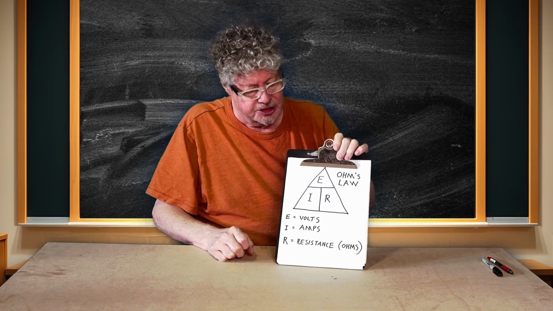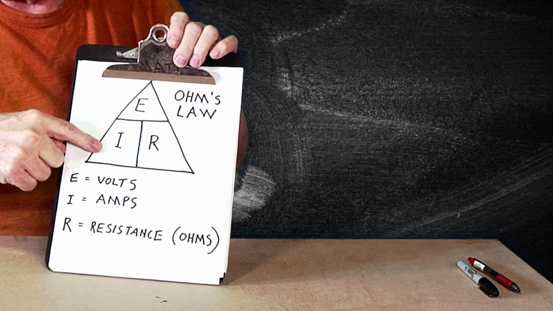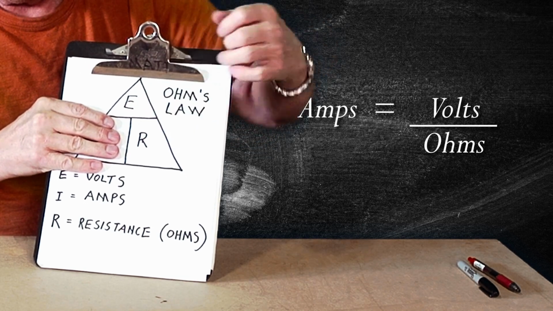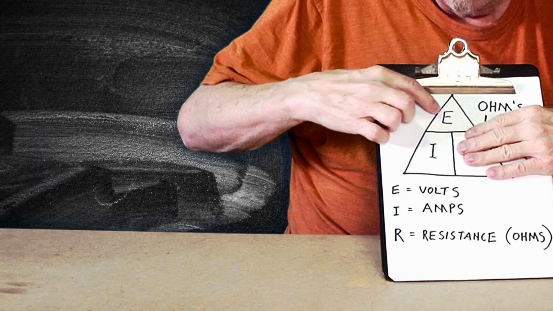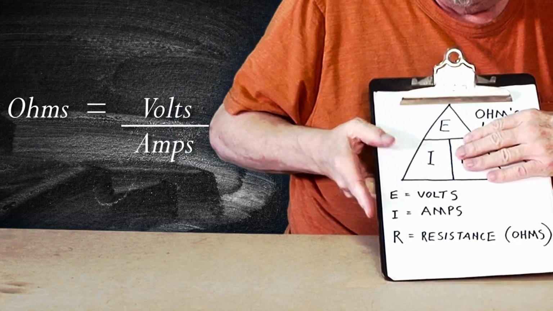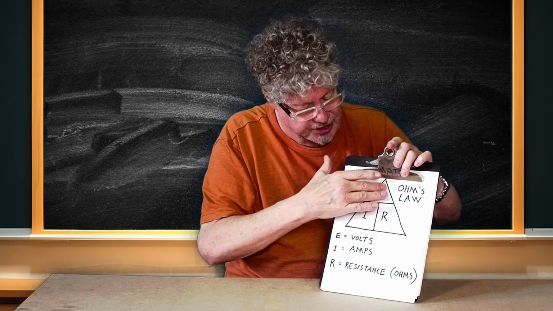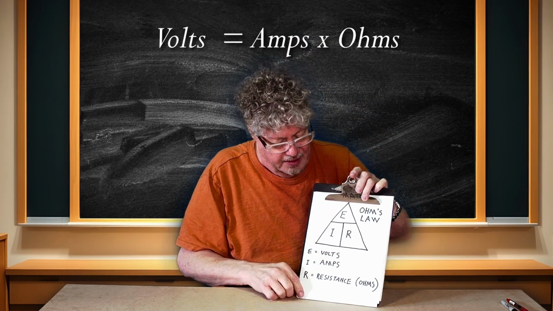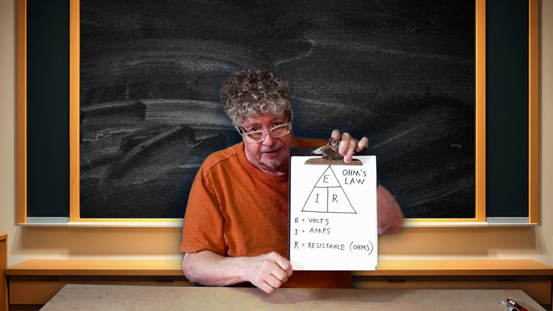And the way to do this, if you know voltage and resistance, but you don't know amps, you cover amps, it's voltage divided by resistance. Or if you don't know resistance, it's voltage divided by amps. And if you don't know voltage, it's amps times resistance. I think that's about it, really.